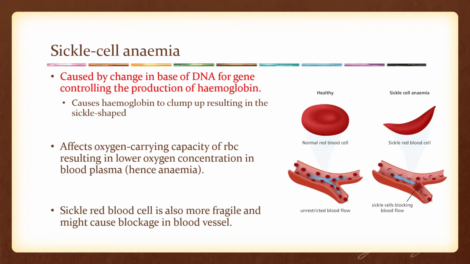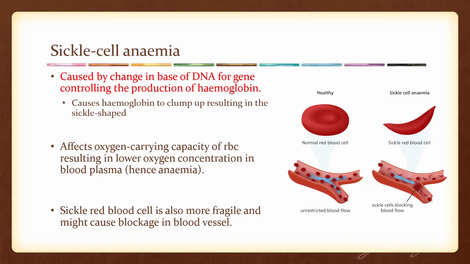The sickle-shaped red blood cell is also more fragile and easily damaged, and due to the shape, they might cause blockage in the blood vessel. Because of the sickle shape, when it is traveling through a V junction, the red blood cell might get stuck at the V junction. As a result, the red blood cells might clump up at the junction, causing a blockage.